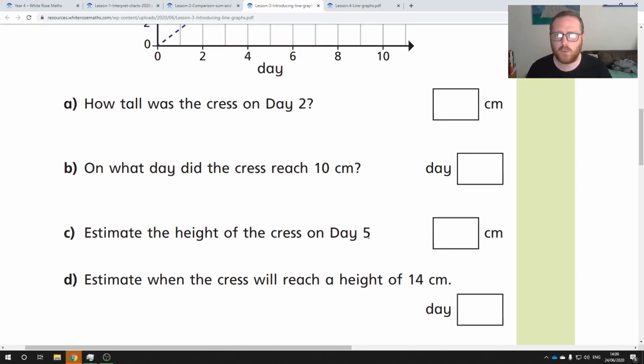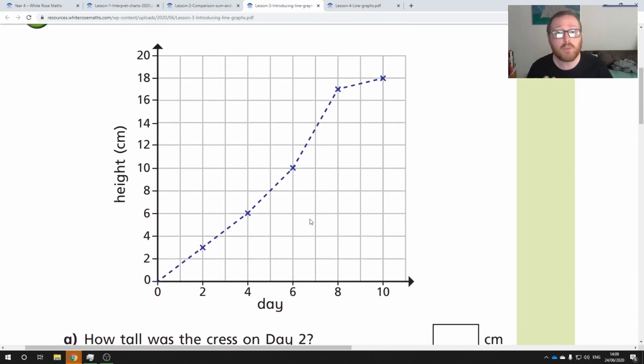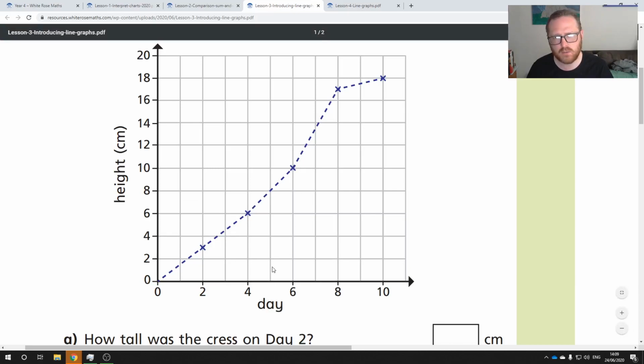Estimate the height of the crest on day 5. So whoever was recording the height of the crest recorded it on day 4 and day 6, but didn't do it on day 5. Now that's a problem, but we can estimate because we've got this line that we've drawn here as part of the line graph. We can think, oh yeah, well, I suppose if I did take a measurement, it looks like it would have gone there. Okay, so we can do something called interpolation. Basically it means you're guessing a number inside the set of data you've already got.